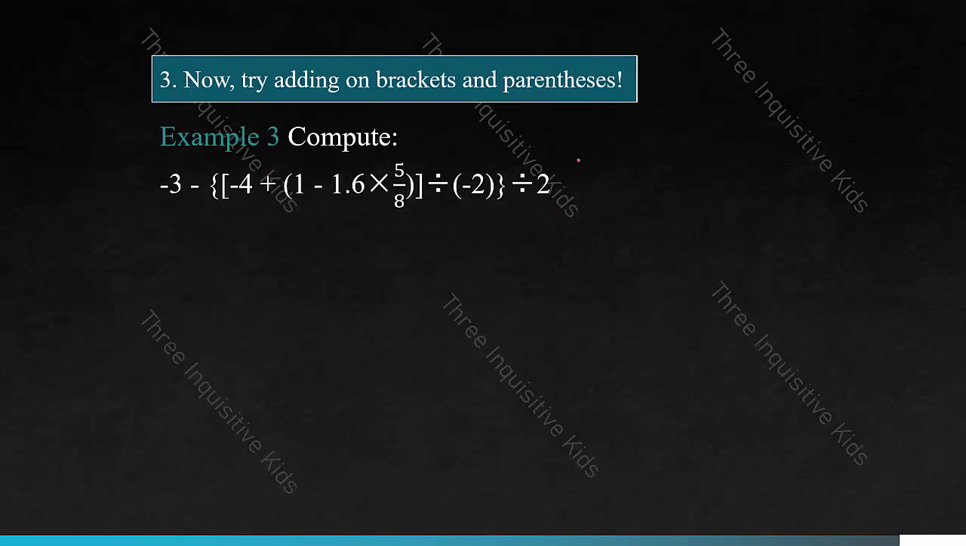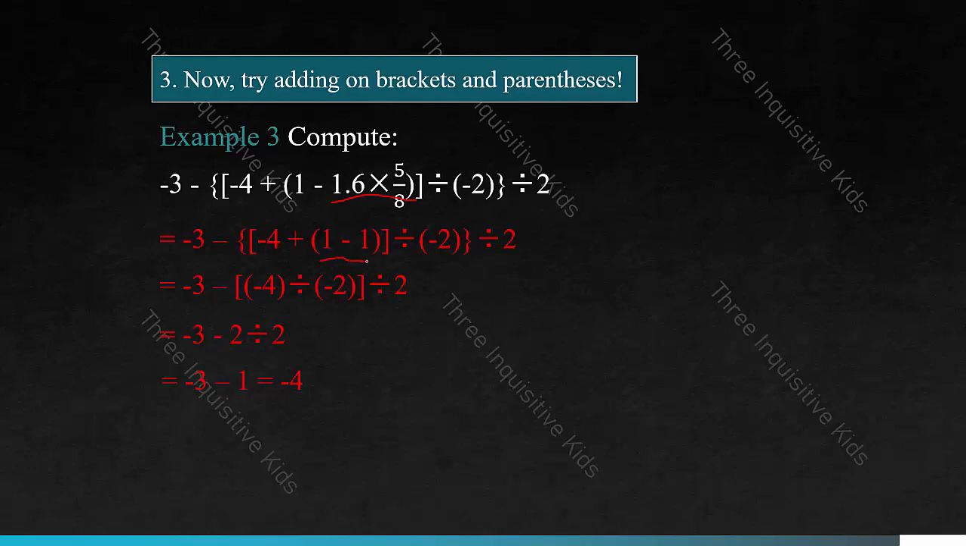Compute this expression. You can see that this is more of a level 3 calculation. We simplified this 1.6 times 5 over 8 into 1, because we first do multiplication and division. And then in the second step, we simplified this very inner parentheses into 0. So it's negative 4 plus 0. And this negative 4 comes down here. And now we don't really need these curved brackets anymore. So we bring this divided by negative 2 down here. And negative 4 divided by negative 2 equals positive 2.